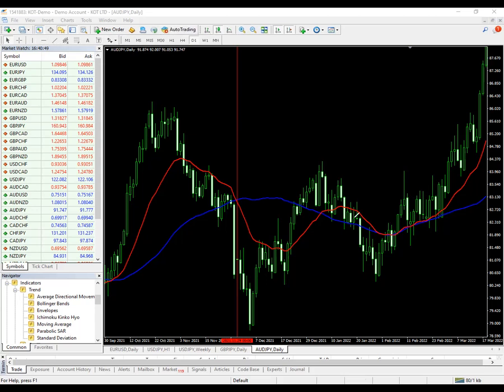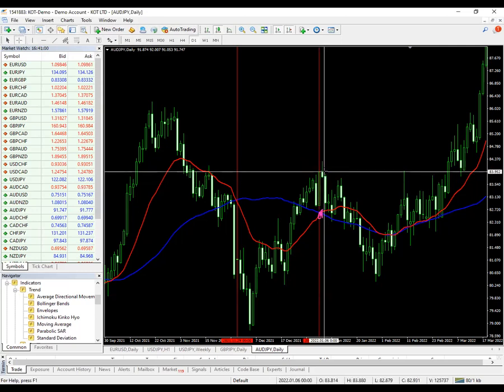There's another cross here up, asking for a buy. So you see that if you had entered a buy here, the market didn't go up from here. It only went up 33 pips and started coming back down, to about 350 pips. So you would have lost this one.